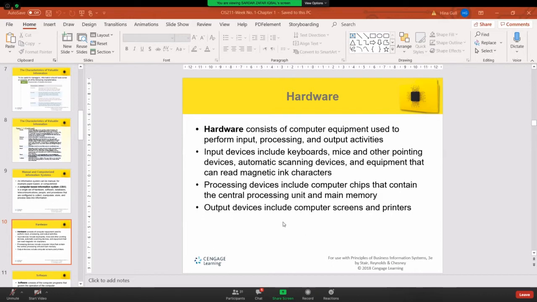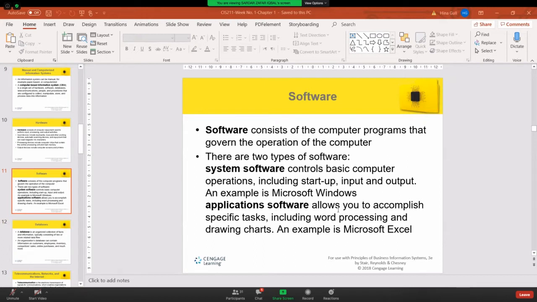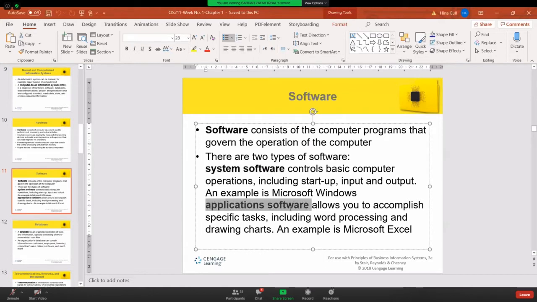Okay, that is fine. So output devices include computer screens and printers, anything where you can see the output. Okay, fine. Next, software. Software consists of computer programs that govern the operation of the computer. There are two types of software: system software and application software. System software controls basic computer operation, including startup, input, and output. An example here is Microsoft Windows. Application software allows you to accomplish specific tasks, including word processing and drawing charts. An example is Microsoft Excel.